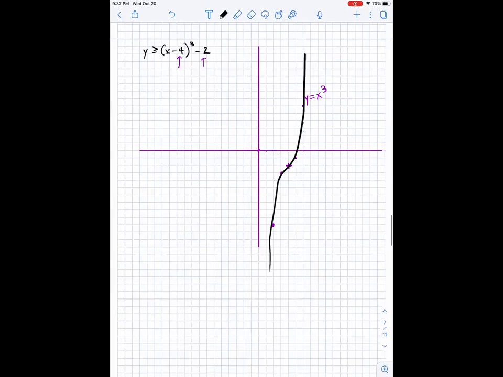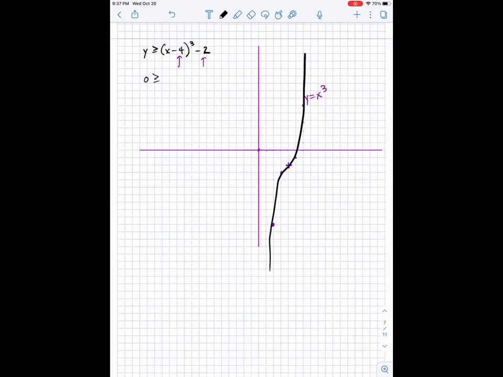And I'm going to test a point. 0, greater than or equal to 0 minus 4 cubed minus 2. 0 is greater than or equal to negative 4 times negative 4 times negative 4 gives me negative 64, minus 2. 0 is greater than or equal to negative 66. So that means the 0, 0 is true. I shade on the side that's true.